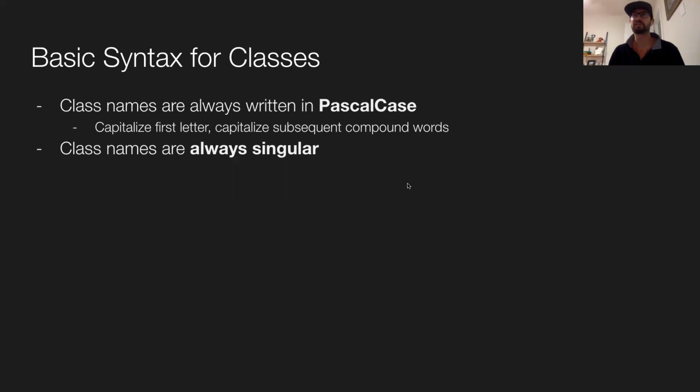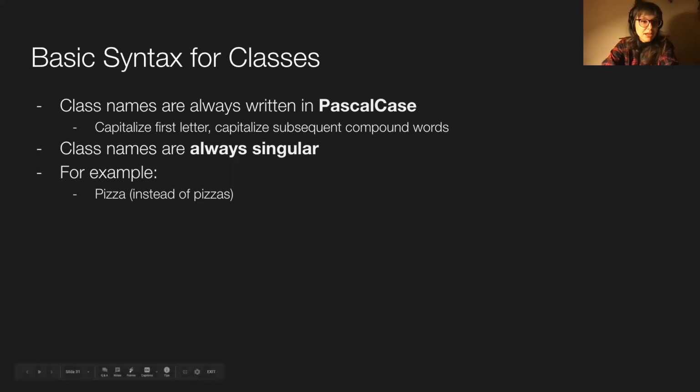Class names are also always singular. So for example, I would have a pizza class instead of pizzas. What's wrong with how I've written pizzas right now? Feel free to just shout it out. It's not capitalized. That's one thing. The P is not capitalized.